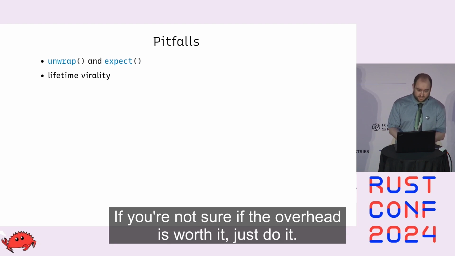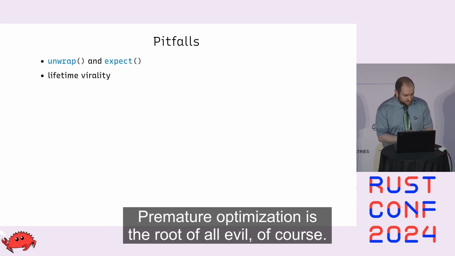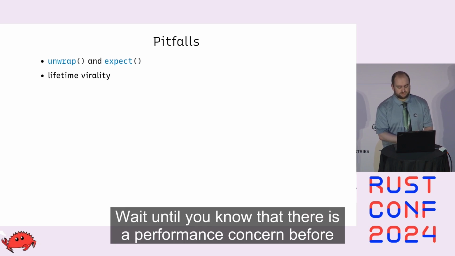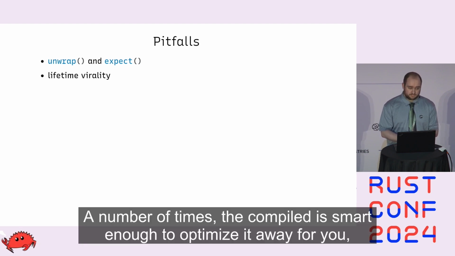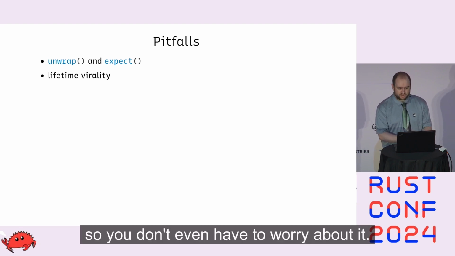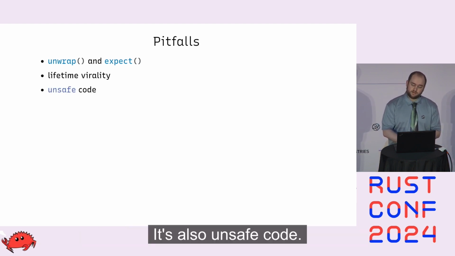If you're not sure if the overhead's worth it, just do it. Premature optimization is the root of all evil, of course. Wait until you know that there is a performance concern before optimizing away the clones. A number of times, the compiler is smart enough to optimize it away for you, so you don't even have to worry about it.